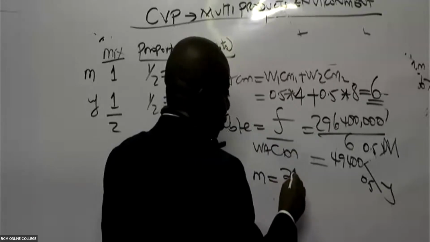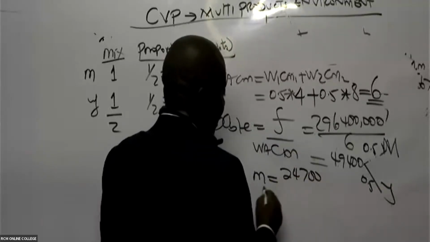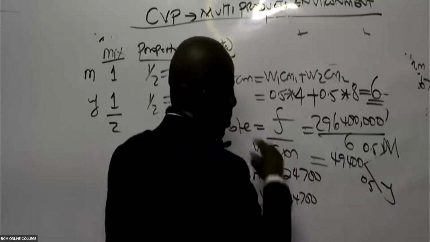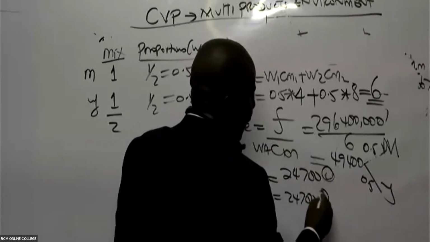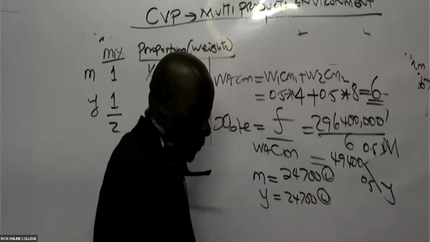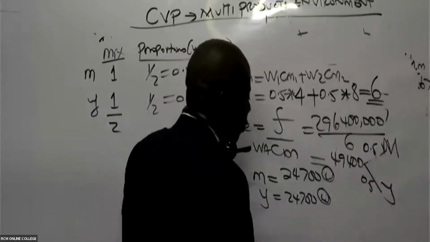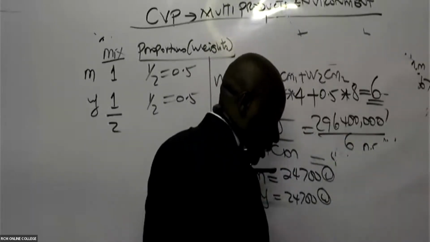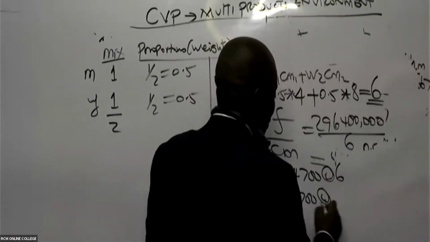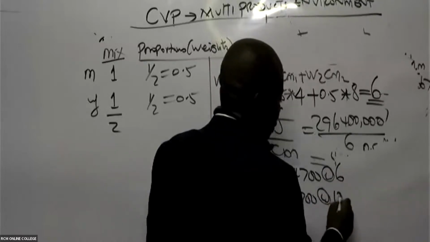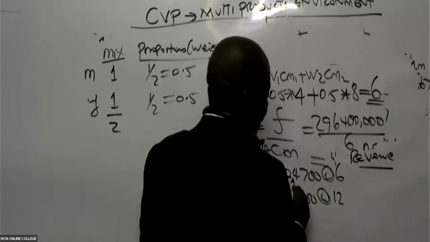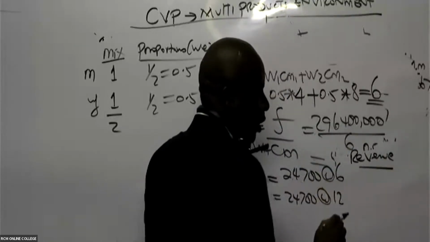24,700. The same with Y, 24,700. So to change this to money, you simply attach the selling prices. The selling price for M, you had given me a figure of what here? 6. Selling price in this case here for Y, you had given me a figure of 12. Therefore, revenue, so it will be this times 6, isn't it? Which gives me how much?